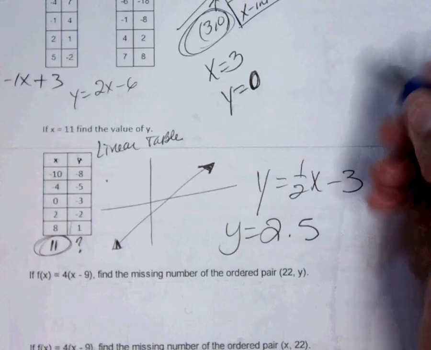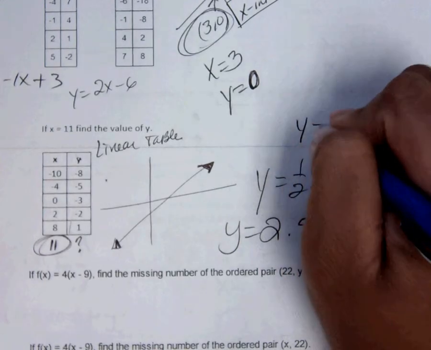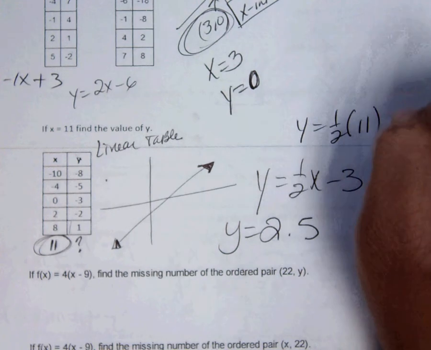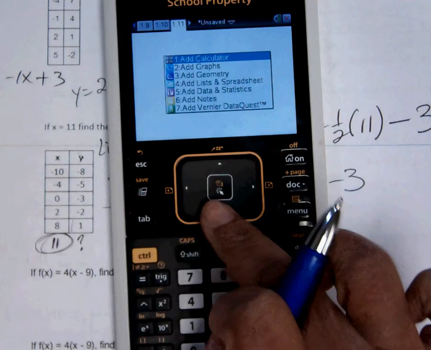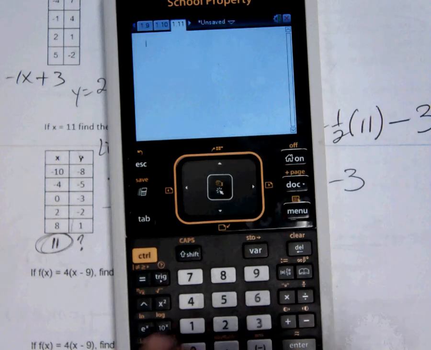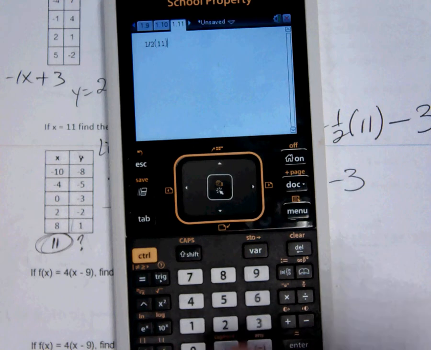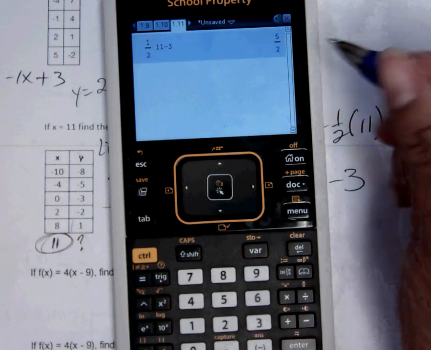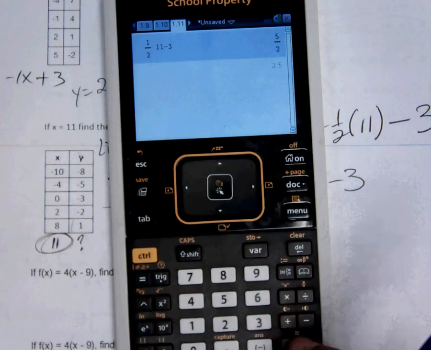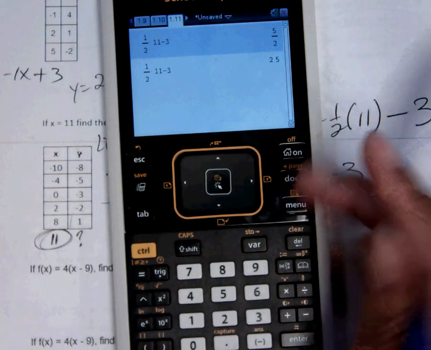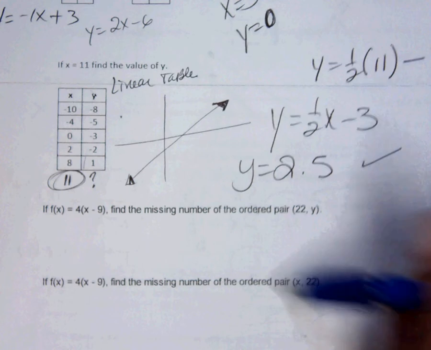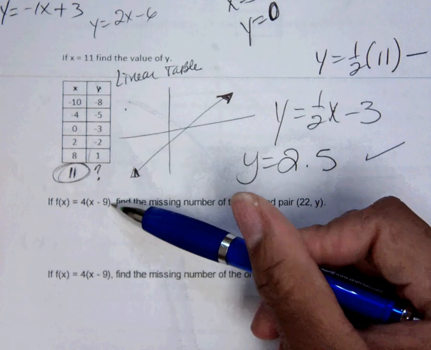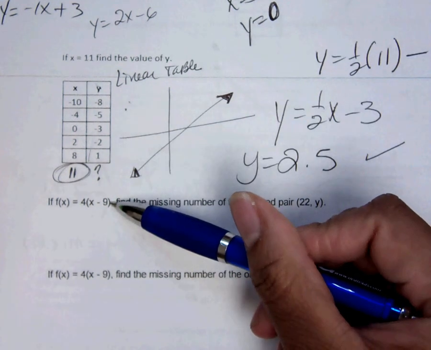You could have also put 11 in the x spot and said y equals 1/2 times 11 minus 3. And so if you don't know how to do that by hand, just 1 divided by 2, open parentheses, times 11, close parentheses, minus 3. Gives you 5/2. Hit Control Enter, and there's your 2.5. Same answer. Now on these two questions, it's very similar to this one, except they gave you the equation, so no need to use menu 613.